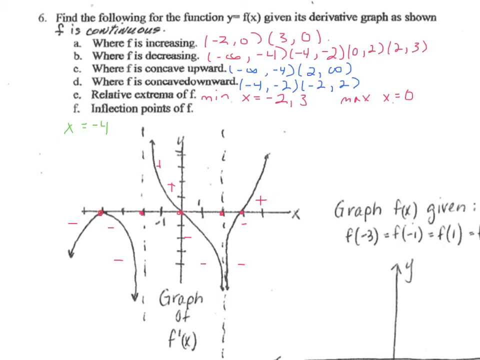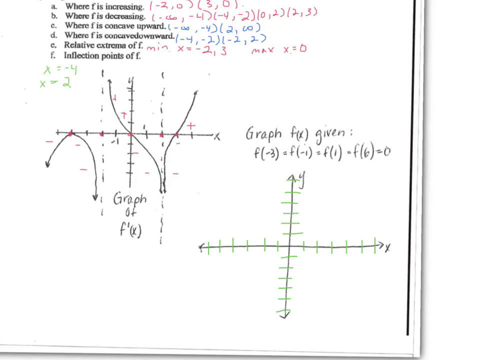At 2, our graph does switch from decreasing to increasing. So we'll have one more POI at x equals 2. So now with our given x-intercepts, we're given that we have an x-intercept at -3, since f of -3 equals 0. And we have one at -1, and at +1, and at 6.